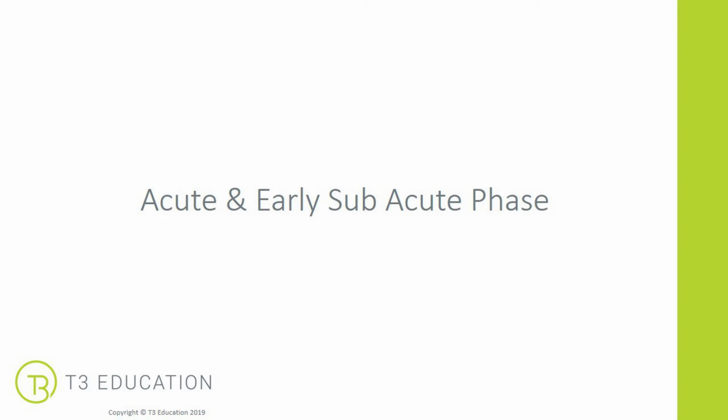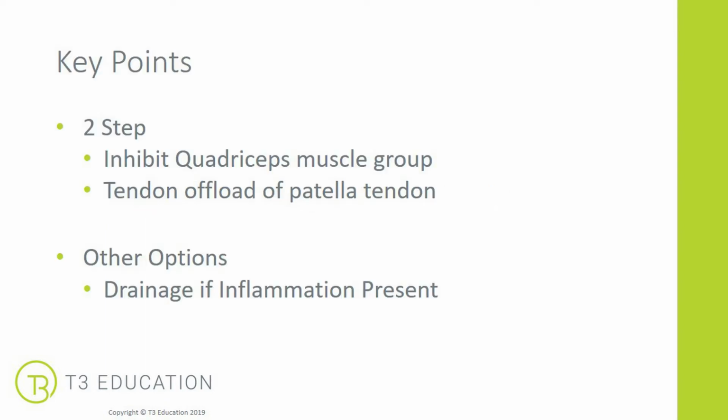So looking at the acute and early subacute phase, this is when pain and swelling is present. So the first step is about inhibiting the quadriceps muscle group. And then the second is the tendon offload for that patella tendon. And again, if there are signs of swelling, use the lymphatic drainage taping to help across the knee.